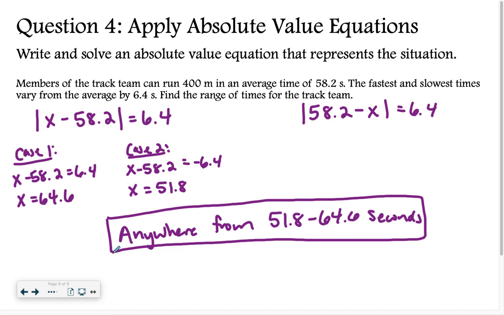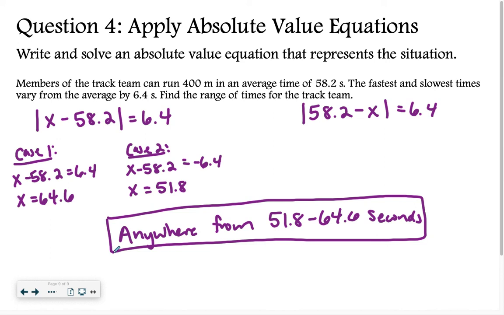Okay, for this problem, hopefully you said that the range is anywhere from 51.8 seconds through 64.6 seconds. You can see that there are multiple ways to set this equation up as well. So you could either do the absolute value of x minus 58.2 equals 6.4, or you could flip it and say the absolute value of 58.2 minus x equals 6.4. And if you were to solve that second one, you would get the same thing.